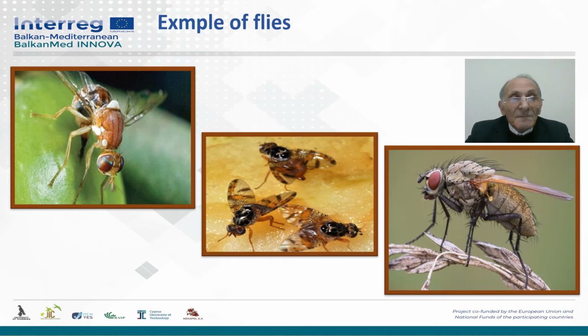Some examples from flies. The first is the olive fly, the key pest in olive. The second is the Mediterranean fruit fly, Ceratitis capitata, a key insect pest in citrus. And another fly we see is a fly in the cereals. There are three examples from the flies.